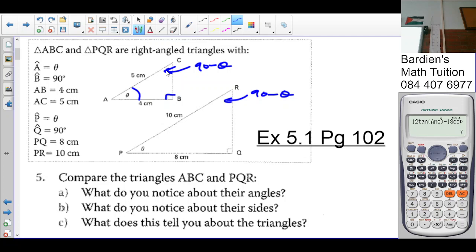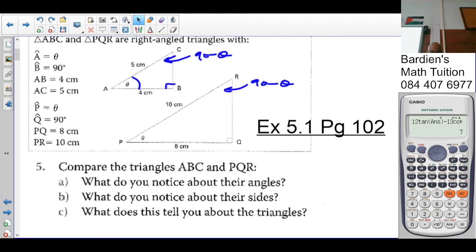Which means to say whatever you're multiplying the one side by, you multiply the other side by. Not so? You get the corresponding side. So what does this tell you about the triangles? The triangles are similar. Still nothing out of the ordinary, ne?